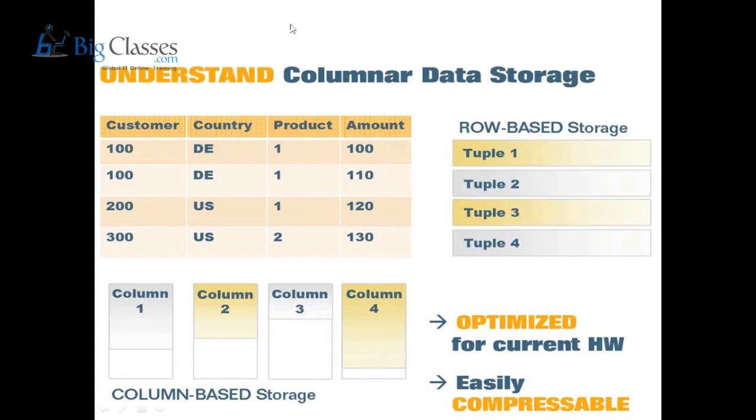Even when I try to read the data from a particular database table, the queries will read these tables row by row. We call this row-based storage, as each and every row is tuple 1, tuple 2, and so on. But in a column-based storage, the data gets pushed in terms of columns, right?